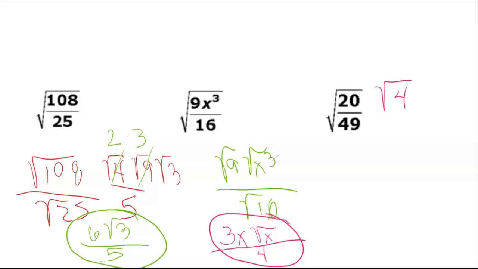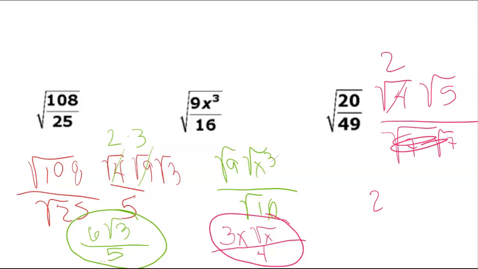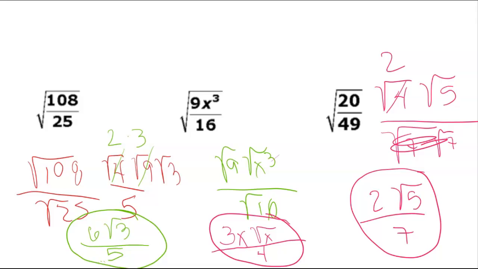20 is the square root of 4, square root of 5. 49. Oh my goodness. Oh, got it. This is square root of 7 times the square root of 7, right? It's 7. So square root of 4 is 2. 2 square root of 5 over 7. Why did 49 just give me a brain cramp? Make sense? There's no perfect squares that can be factored out. There's no radical in the denominator. There's no fraction under the hood. We are simplified.